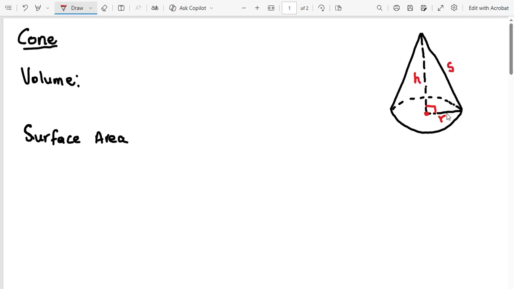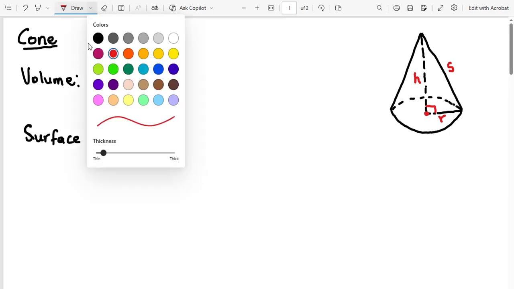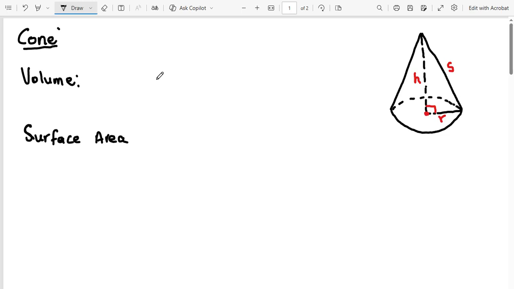Okay, so now there are formulas that we need to discuss when it comes to calculating the volume and the surface area. In an exam, they won't give you a formula sheet. You just have to know these formulas. The volume is 1 over 3 pi r squared h, and the surface area is pi r squared plus pi r s.